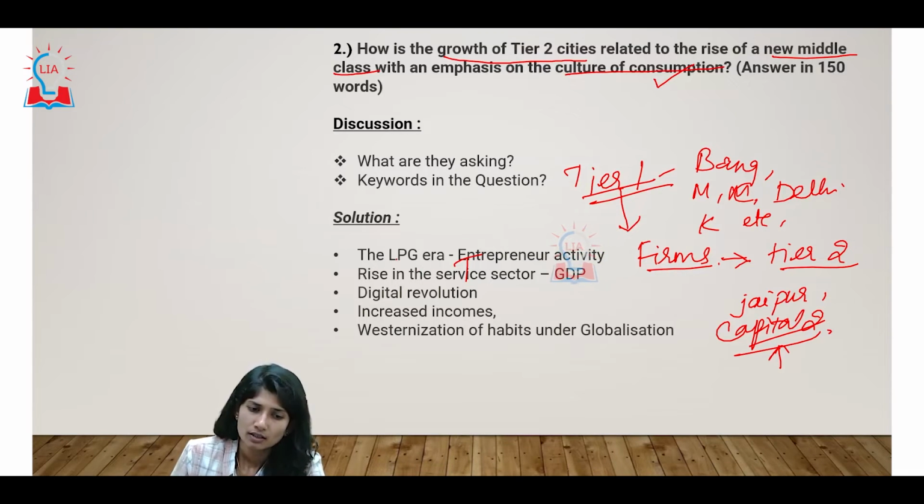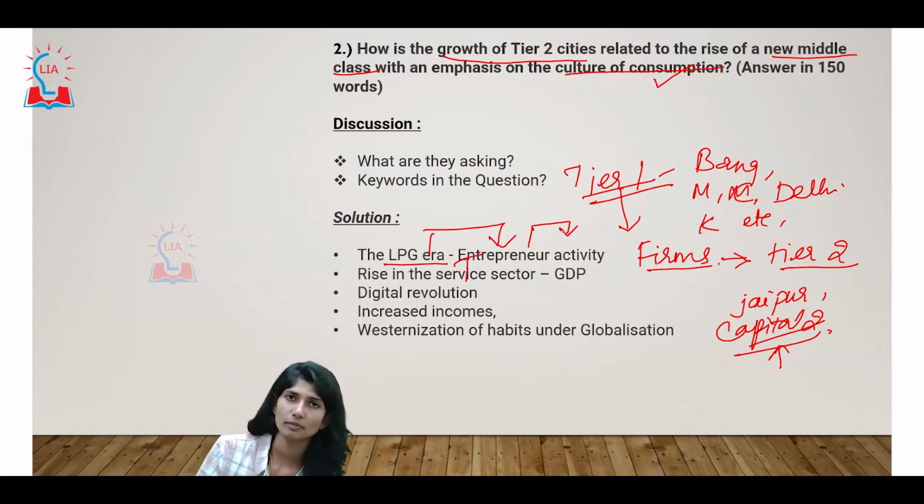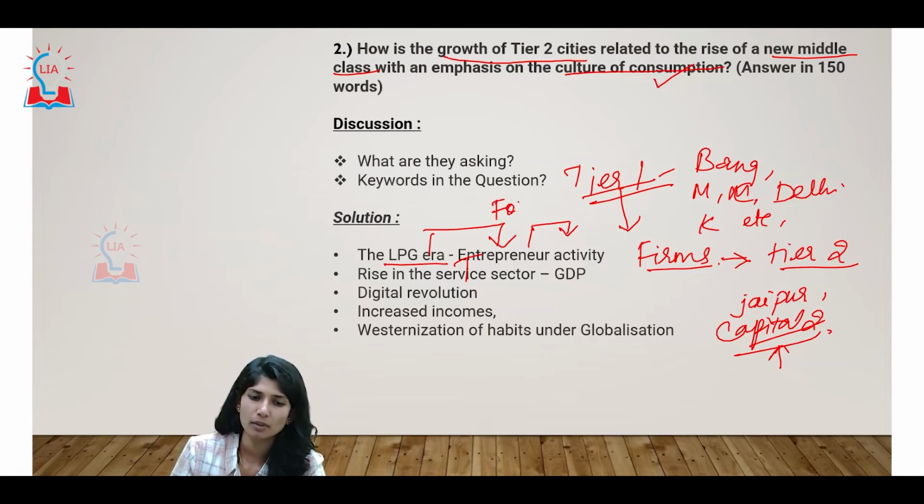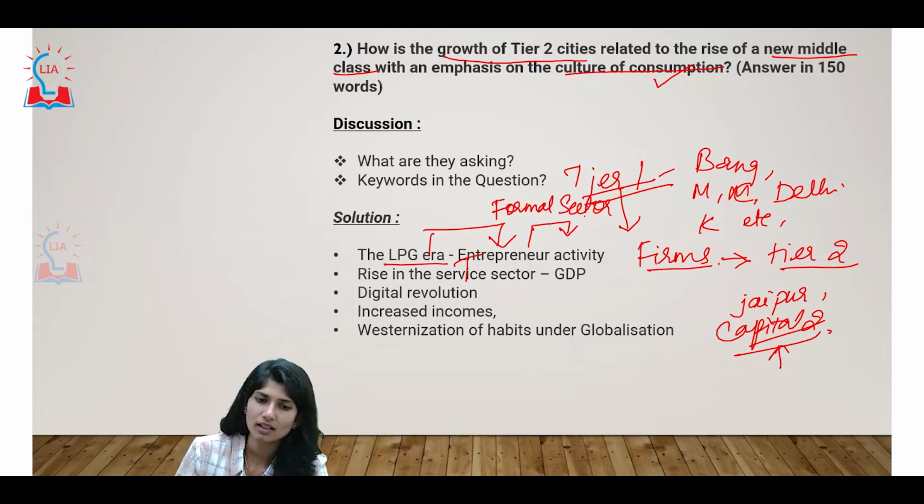Now the LPG era, liberalization, privatization, globalization, created one section: entrepreneurial growth, which gained huge impetus, indicating a large number of startups. That means a large number of people will get opportunities and employment. More and more people will come under the ambit of the formal sector, which means the country will move towards a formal sector, which will bolster the importance and growth of the economy in Indian society. Rise in the service sector indicates a rise in GDP. With this, the service sector will grow more and more.